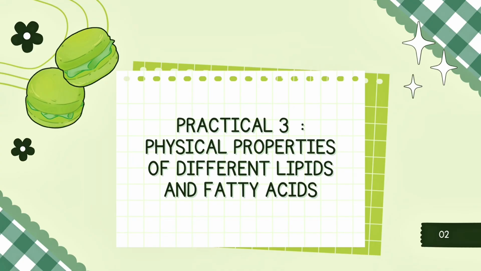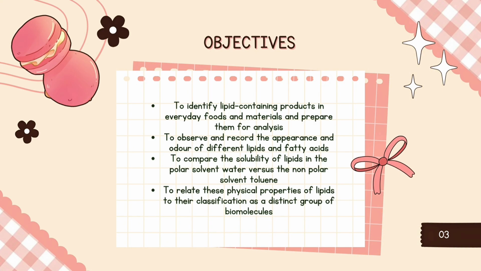The title for this practical is Physical Properties of Different Lipids and Fatty Acids. The objective of this experiment is to identify lipid-containing products in everyday food and materials and prepare them for analysis, to observe and record the appearance and odor of different lipids and fatty acids, to compare the solubility of lipid in the polar solvent water versus the non-polar solvent toluene, and to relate these physical properties of lipids to their classification as a distinct group of biomolecules.